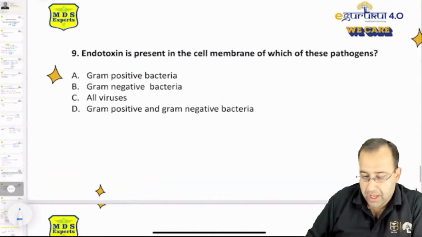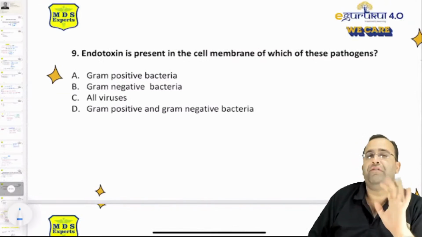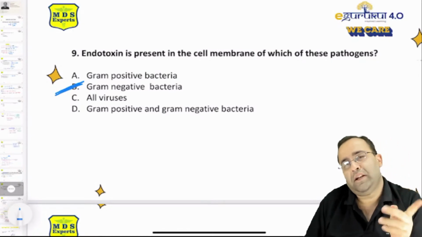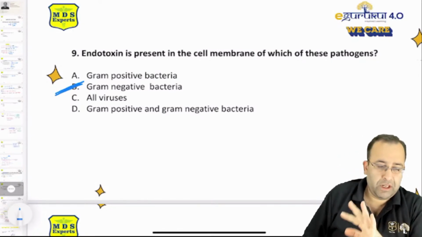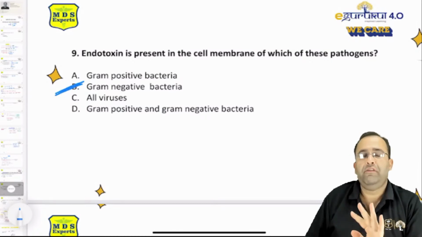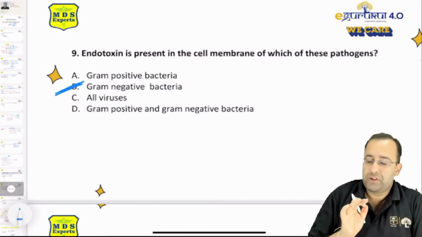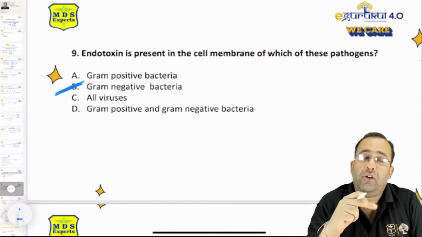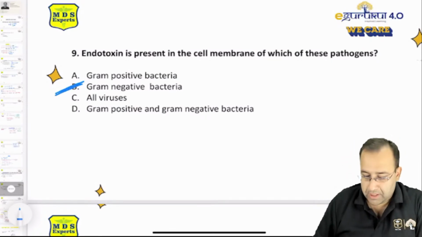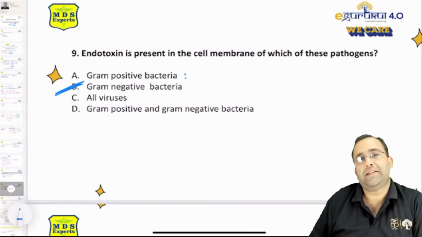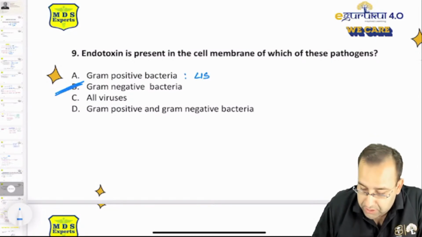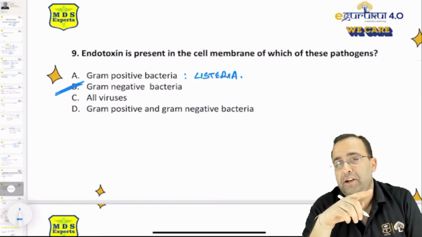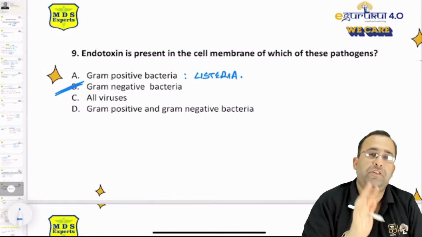Next, endotoxin is present on the cell membrane of which of these pathogens? Straightforward question. All of us know that endotoxins are lipopolysaccharides which are present on gram-negative bacteria. Now my question to you is, which is the only gram-positive bacteria also associated with endotoxins? This is the only exception, it is Listeria. Endotoxins are secreted by Listeria also, which is a gram-positive bacteria.